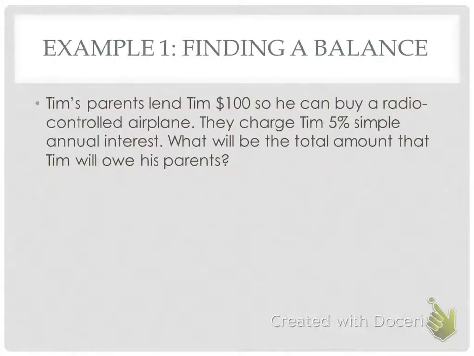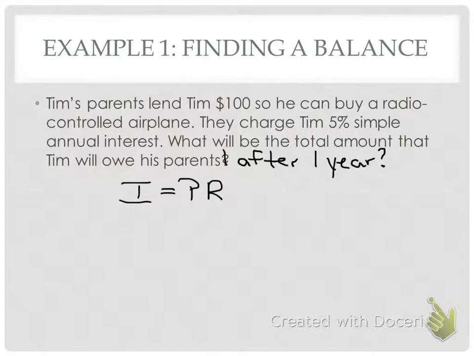Now, in example 1, let's look at this problem. It says Tim's parents lent him $100 so he can buy a radio-controlled airplane. They charged him 5% simple annual interest. What will be the total amount that Tim will owe his parents after 1 year? Okay, so what I need to do is I need to use my simple interest formula, I equals PRT.